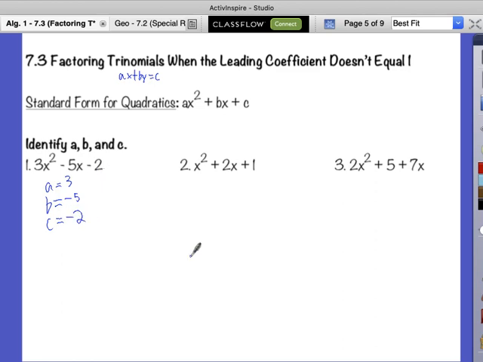I want you guys to go ahead and write down what our A, B, and C on number 2 would be. Okay. Raise your hand for A. Okay. Dalton? 1. Victoria, what's our B? 2. And Hannah, what's our C? 1. Very good. Now here, what's our A, B, and C? Can anybody tell me? Okay, Serenity? Either or.